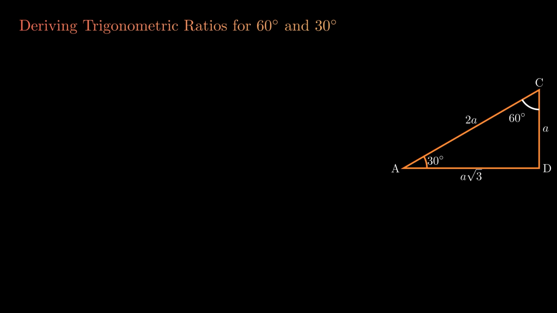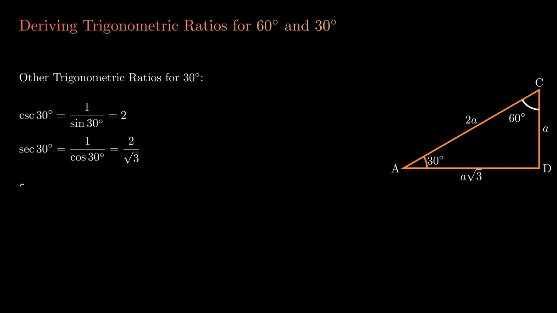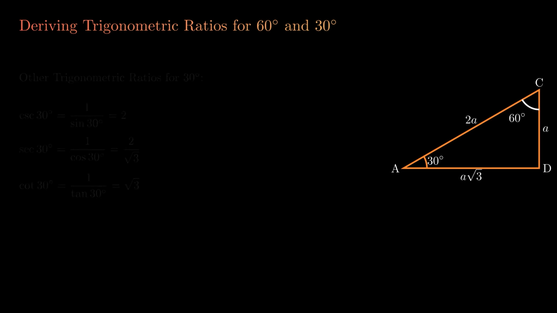Now we know sine, cos and tan. Let's calculate cosecant, secant and cot of 30 degree angle. Cosecant 30 degree is equal to 1 divided by sine of 30 degree, which is 2. Secant 30 degree is 1 by cos 30, which is 2 by square root of 3. And the cot of angle 30 degree will be square root of 3.